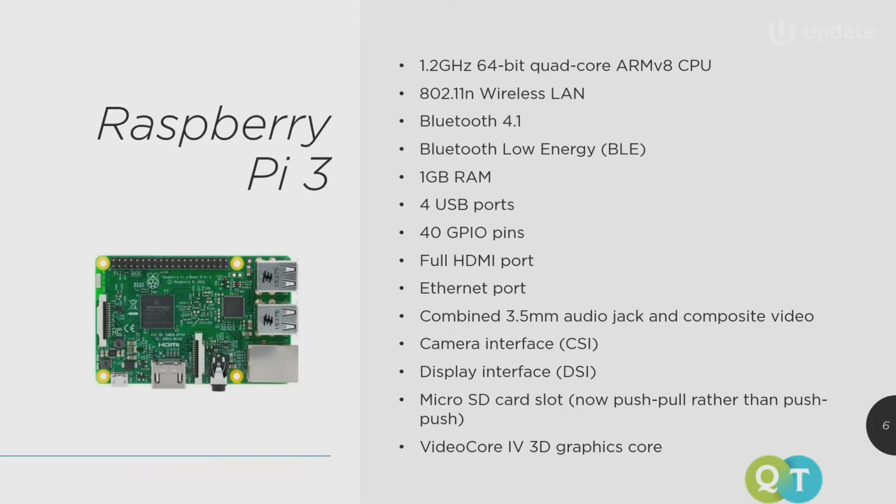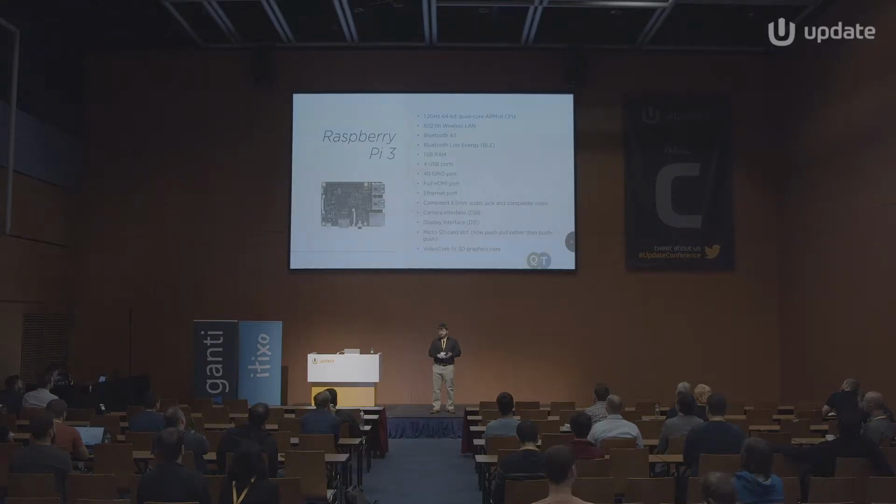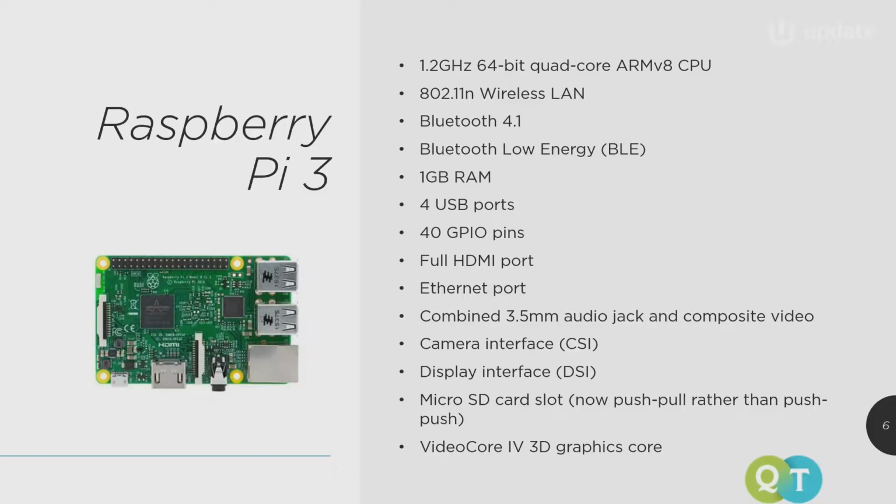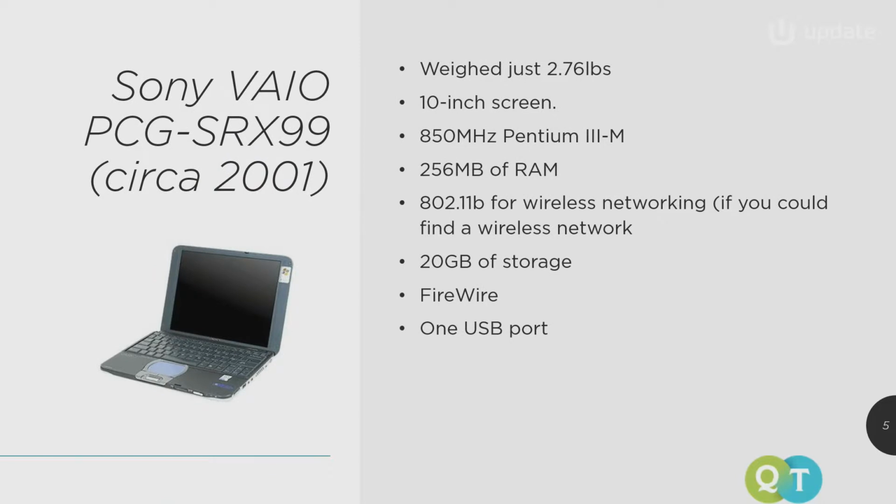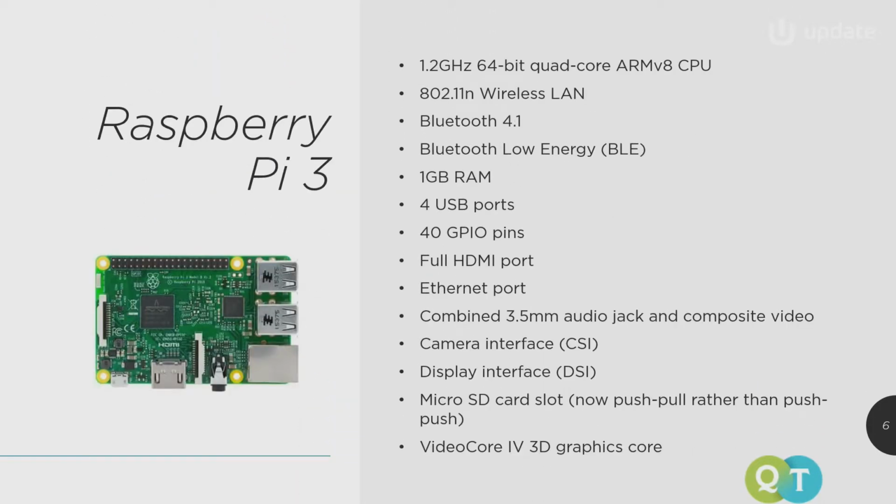Let's compare that to the Raspberry Pi 3. It's a 1.2 gigahertz, 64-bit quad core. It's got 802.11n for wireless. It's got Bluetooth, Bluetooth low energy. It's got a gigabyte of RAM, four USB ports, 40 GPIO, full HDMI, and on, and on, and on. You can buy it by itself for about $35. If you get a whole kit, you're going to be running around $55. So again, that one was $1,500, and this is around $35. So why IoT? It's because now we've got hardware so cheap and so powerful, you don't have to be an embedded developer to get something up and running for IoT.